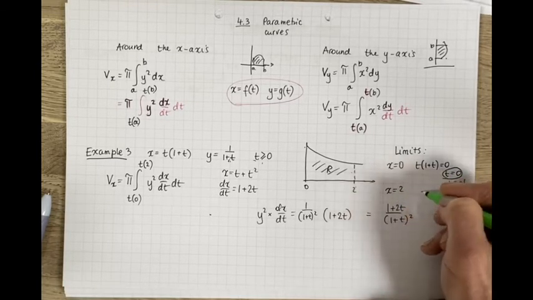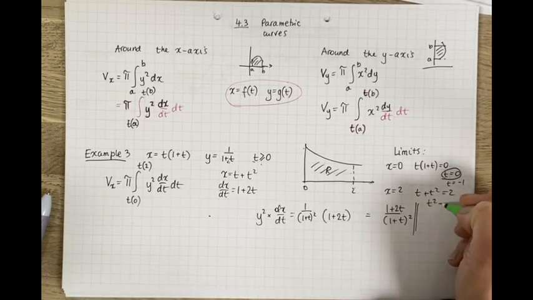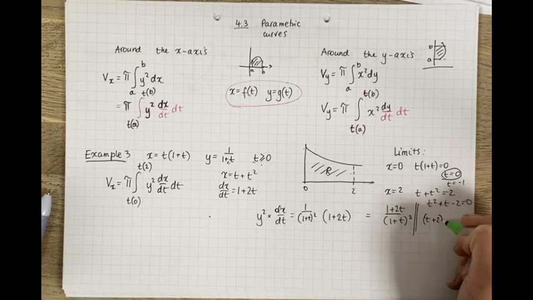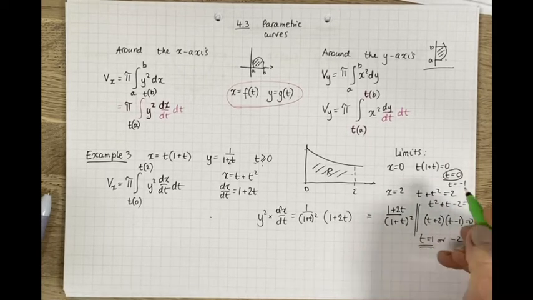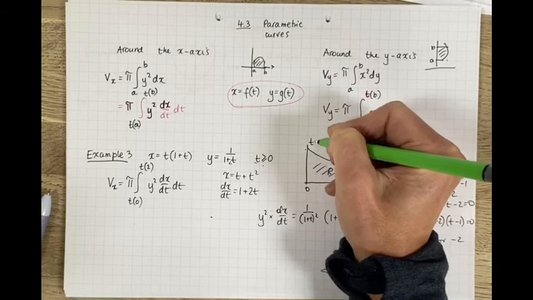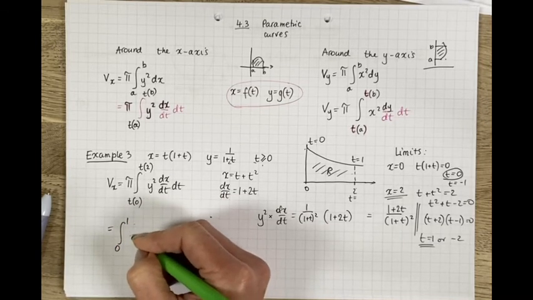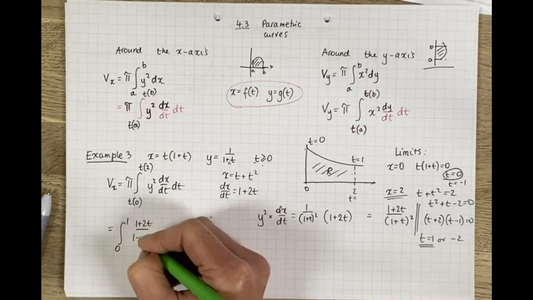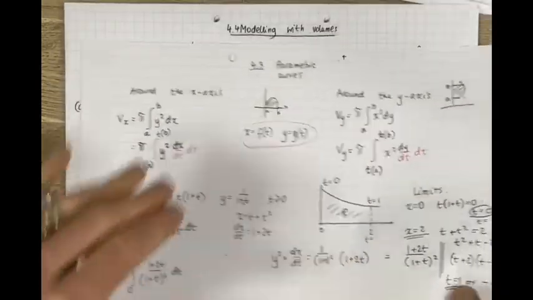And then when x is equal to 2, t plus t squared is equal to 2. So t squared plus t minus 2 is 0. That nicely factorizes: plus 2, minus 1. So t is equal to 1 or minus 2. But we're going to pick 1 because minus 2 is outside. So here t is equal to 1, and here t is equal to 0. These are our limits. So we've got 0 over here, 1 over here, and y squared times dx/dt is simply 1 plus 2t over 1 plus t whole squared dt. Let's have a go at integrating this function.